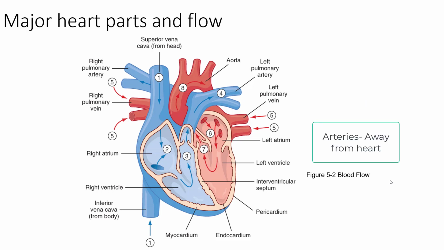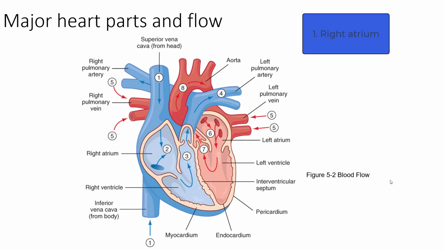So we see here labeled 1, both the inferior vena cava and the superior vena cava, and both of those empty into the right atrium. So the right atrium will collect blood from the body and from the head, and it will pump things into the right ventricle. The right ventricle will have a higher pressure and will pump things into the pulmonary arteries, both the left pulmonary artery and the right pulmonary artery, and these will go towards the lungs.